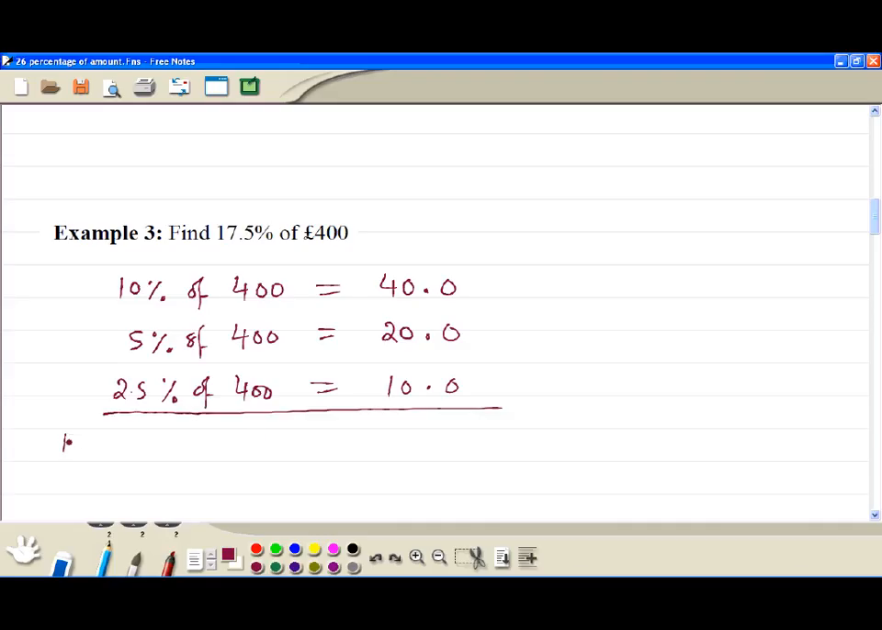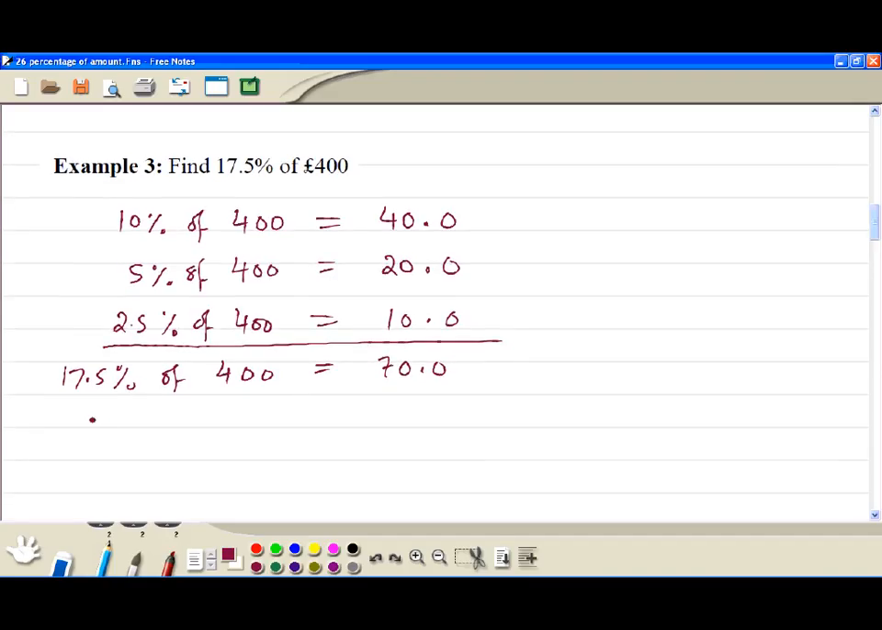Now we add. 17.5% of 400 is 40, 60 and 70. Then we write the final answer, 17.5% of £400 equal to £70.00.